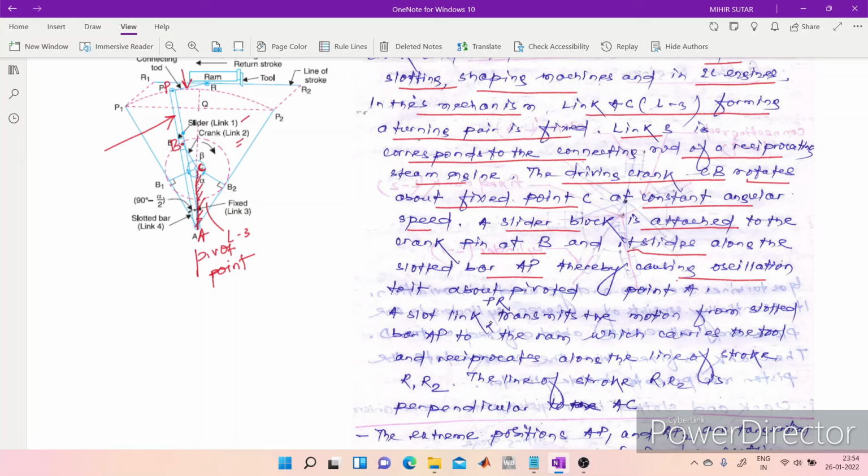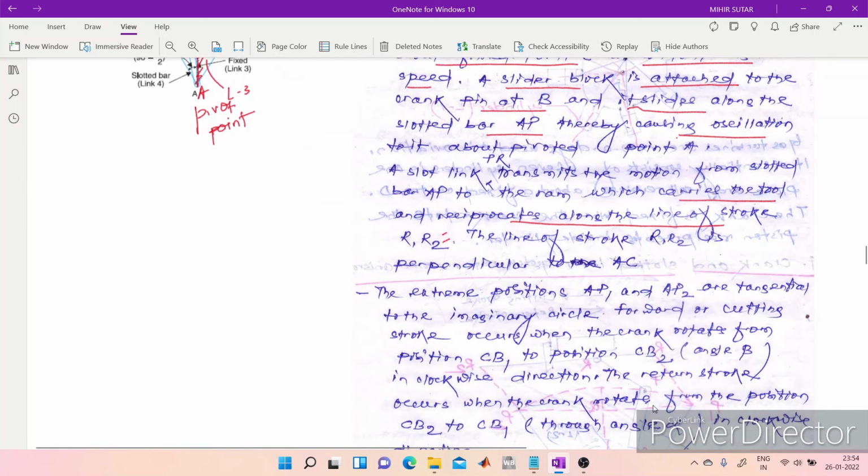The slotted link PR, you can see, this is the slotted link PR, transmits the motion from slotted bar AP to the ram, which carries the tool and reciprocates along the line of stroke R1 to R2. The line of stroke R1 R2 is perpendicular to AC.